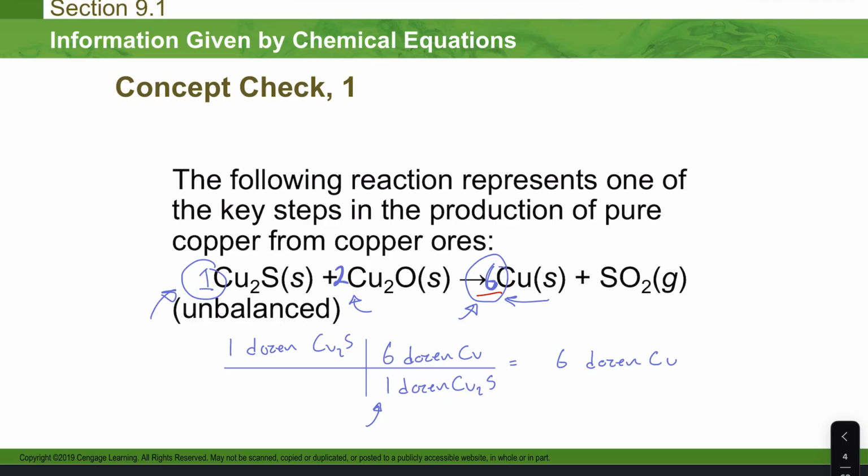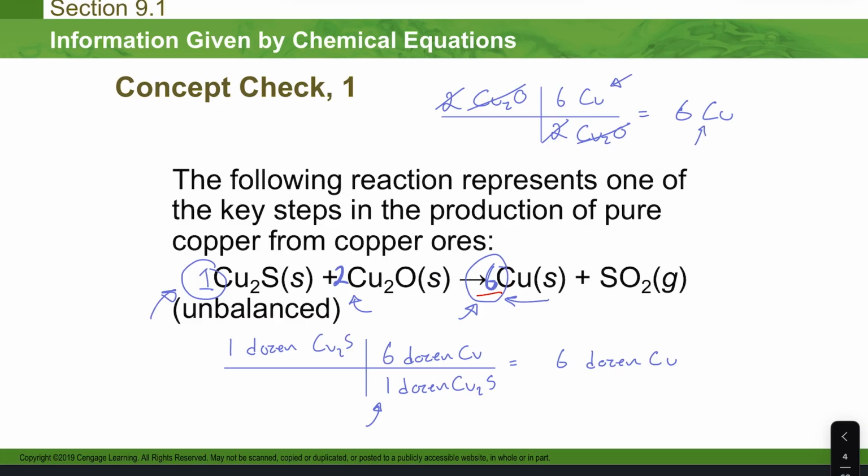And so we could do the exact same math, and we would say that 2 Cu2O goes to, using the stoichiometry there, that would be 2 Cu2O for every 6 Cu. So Cu2O and Cu2O get canceled out, and 2 and 2 get canceled out. The only value left is just 6 Cu. So 6 Cu is what we get out the other side.